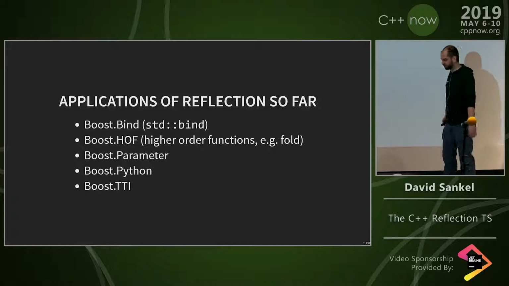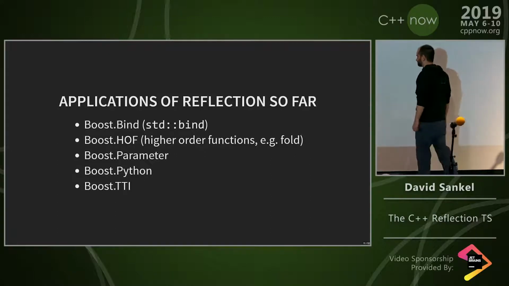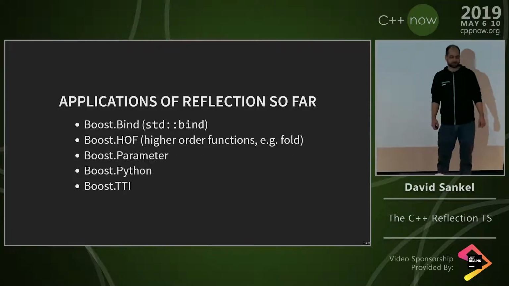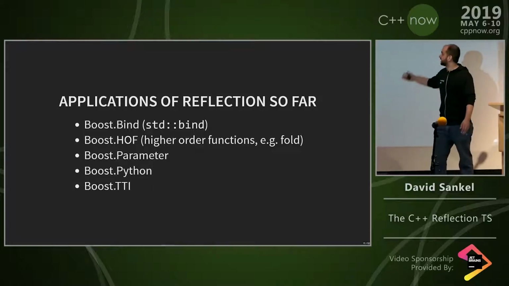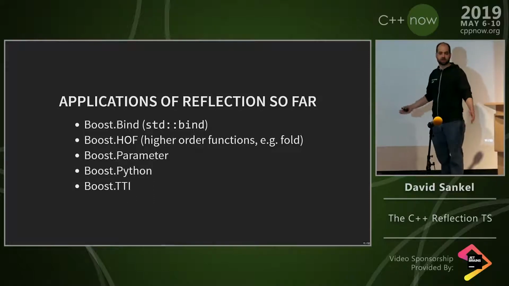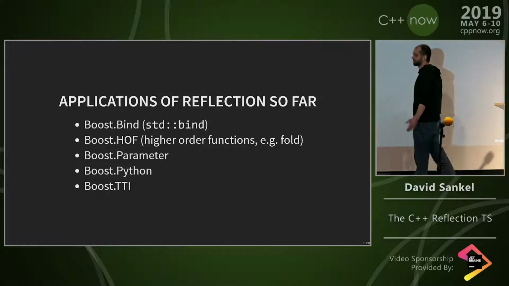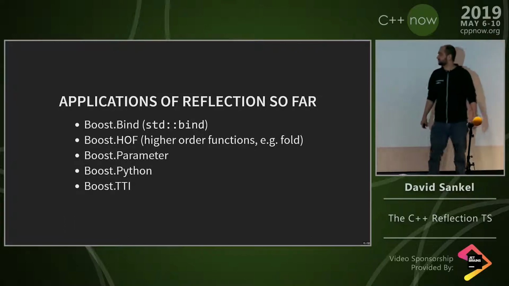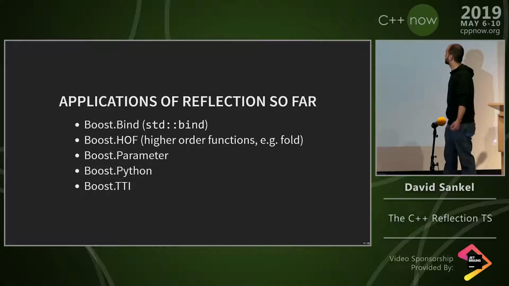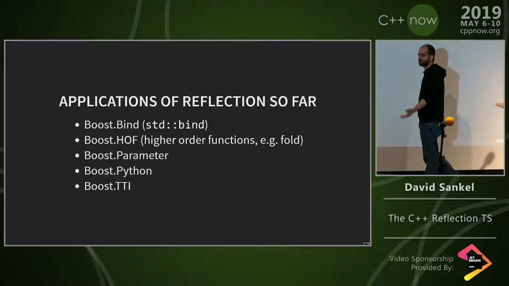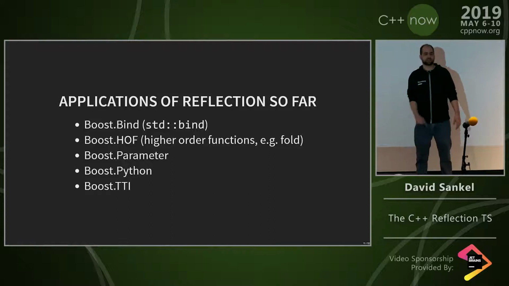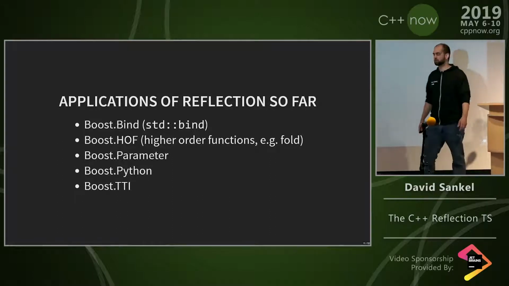So what else do we need if we already have reflection in C++? There are a lot of applications that we have with reflection. We've got Boost bind, which became standard bind. That has to do a lot of reflection in order to figure out the result type of the functions that you pass into it. Boost HOF, higher order functions, like if you want to do fold or something like that in C++, is a really neat library that needs to reflect on things in order to make things work.